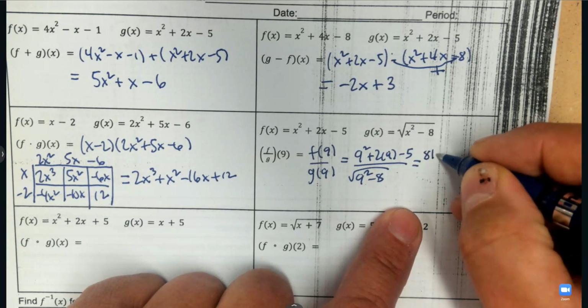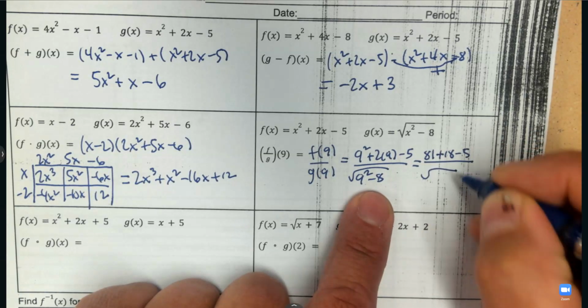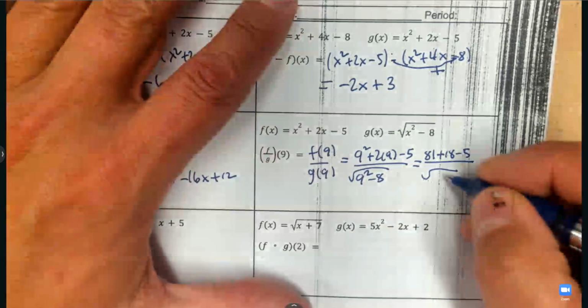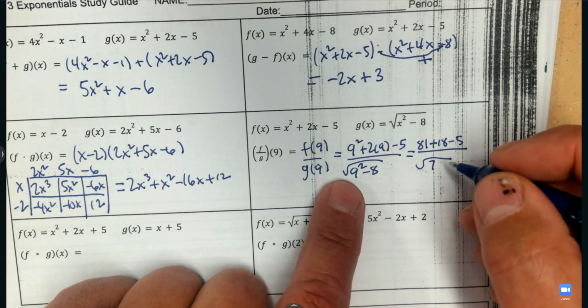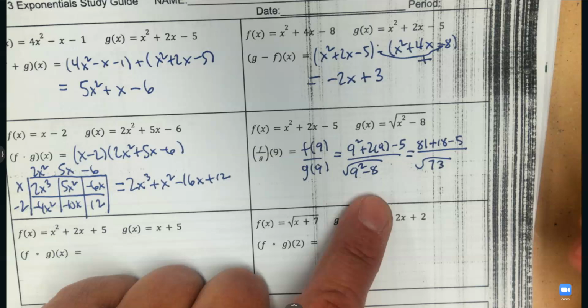Here, I'll write it out. 81 plus 18, take away 5. Here, this is 81, take away 8. I can do it. 81 take away 8. Why is my brain just freezing? 73, right?